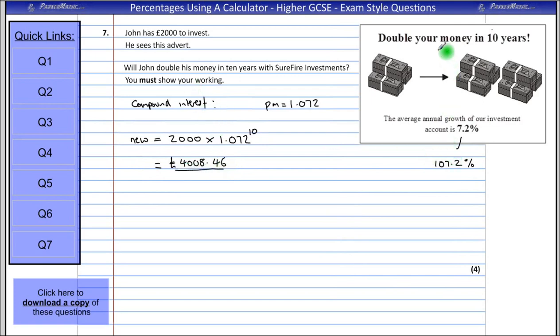So, have we doubled our money in 10 years? Yes, we have. We've more than doubled it, in fact, if we do get this interest rate. So, yes, John will double his money in 10 years.